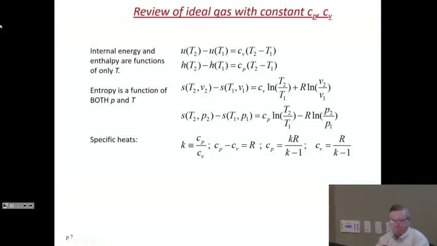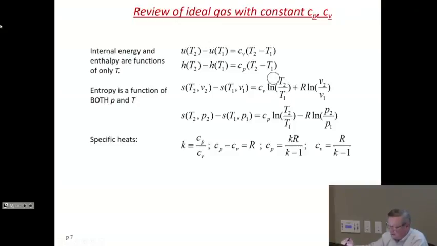All right. So let me now quickly review everything we learned about ideal gases in the simplified case where Cp and Cv are constant with temperature. Of course, they are constant with pressure. Internal energy change is Cv times difference in temperature. Enthalpy change is Cp times difference in temperature. Difference in entropies is Cv ln T2 over T1.